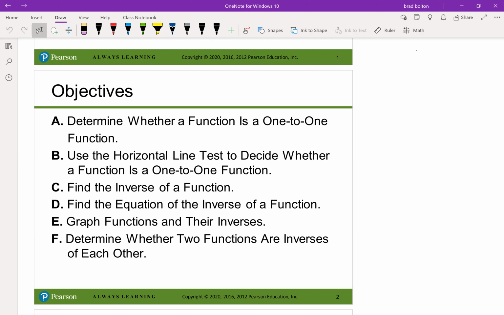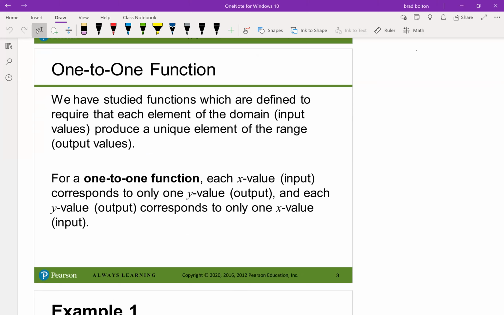So we're going to use composition of functions, but there's a lot of ways you can actually determine if two functions are inverses, but we're going to try to use composition of functions to help us with part F. Okay. So it says one-to-one functions.